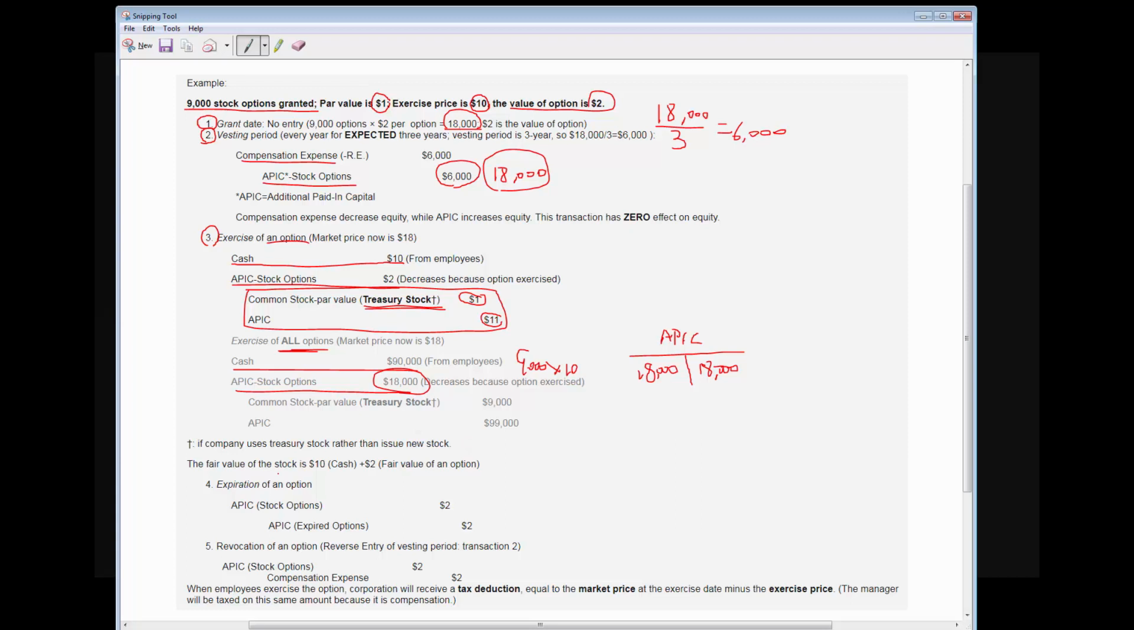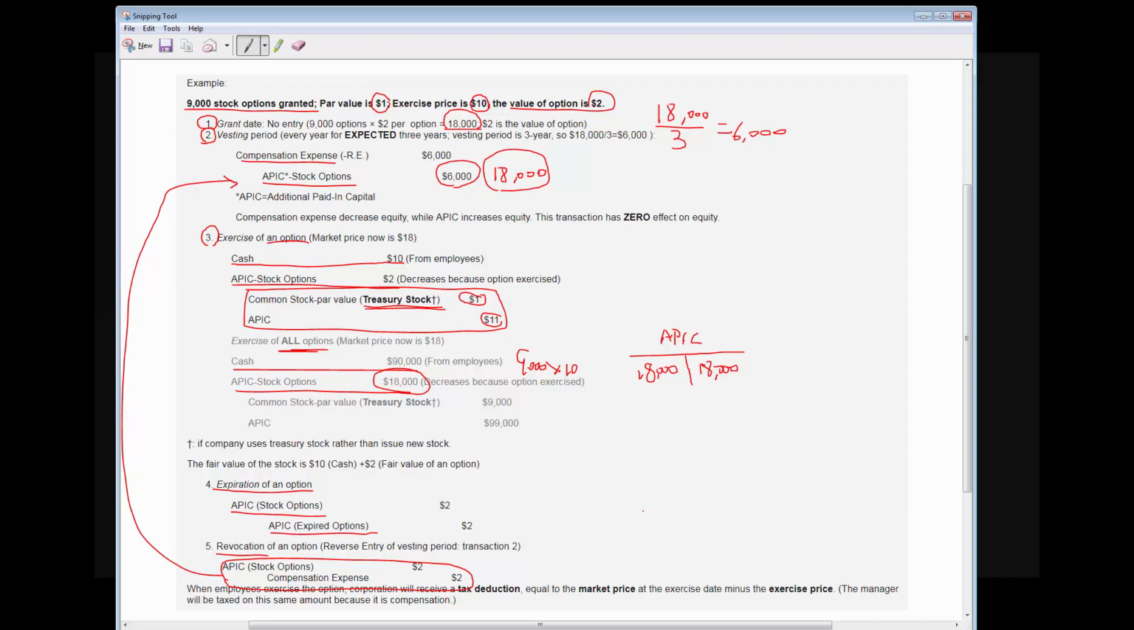And also stock option can expire. So if a stock option expired, we are going to debit APIC stock option, right? And also use another special APIC account, APIC expired option. Okay? So to know more about the expiration of an option, you can check the book or other resources. The next is a revocation. Okay, option can be revoked. So if an option is revoked, this journal entry is just the reverse of this one. Okay, so we debit APIC stock option and credit compensation expense.